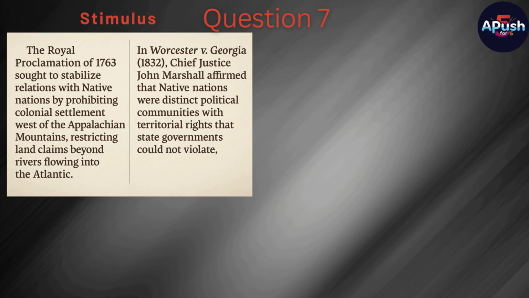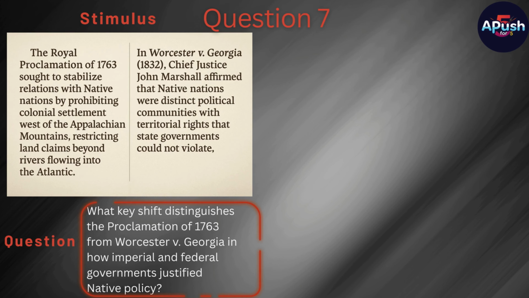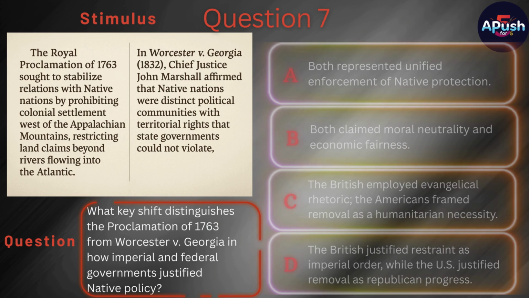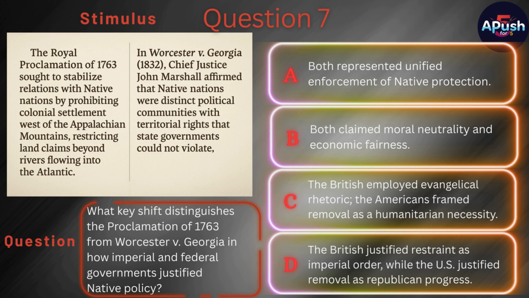Question 7. Stimulus. See image. Question. What key shift distinguishes the proclamation of 1763 from Worcester versus Georgia in how imperial and federal governments justified native policy? A. Both represented unified enforcement of native protection. B. Both claimed moral neutrality and economic fairness. C. The British employed evangelical rhetoric. The Americans framed removal as a humanitarian necessity. D. The British justified restraint as imperial order, while the U.S. justified removal as republican progress.